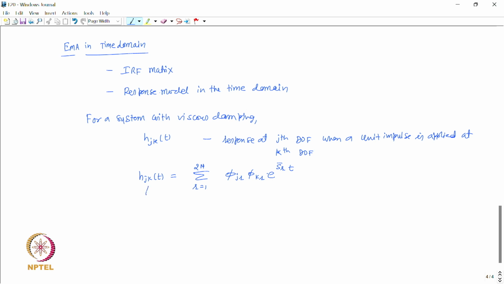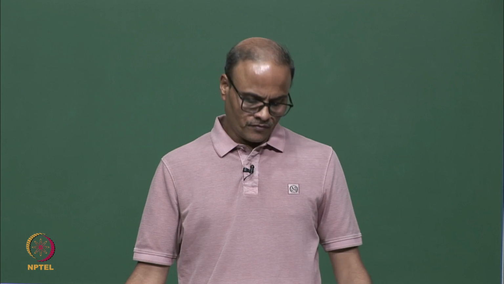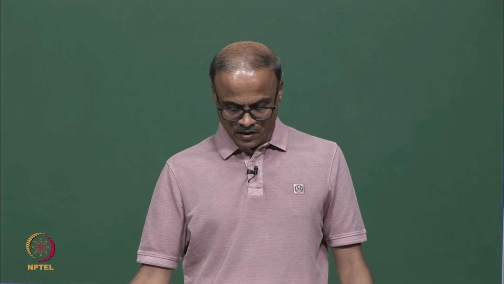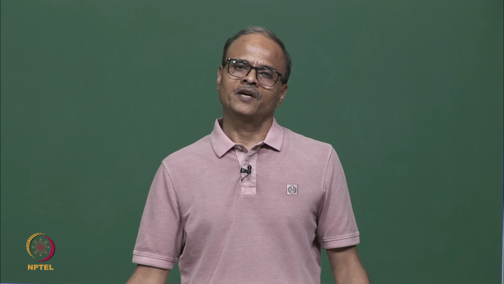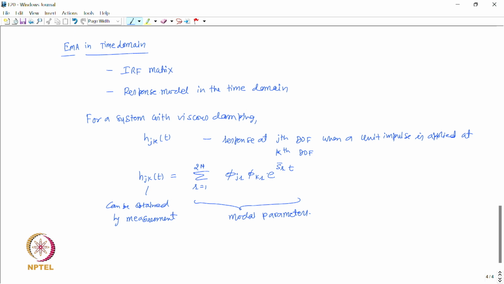And here also we see that the IRF can be obtained by measurement. So, the left hand side of the equation can be obtained by measurement, and on the right hand side we have the modal parameters appearing in the expression. The IRF h jk can be obtained by measurement, for example, by inverse FFT of the frequency response function alpha jk. Then we can fit this equation to that measured impulse response function and obtain the modal parameters in the time domain. This forms the principle of experimental modal analysis in the time domain.